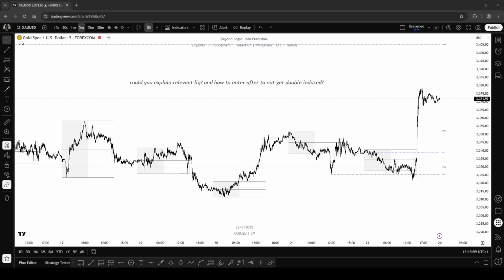Market is liquidity. Everything you see here is liquidity, because what is liquidity? It's just orders in the market. So buy, stop.